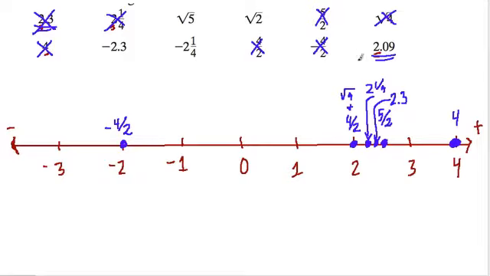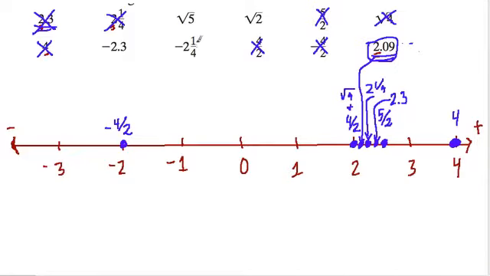What about 2.09? Well, 2.09 is less than 2.25, right? Which is what 2 1/4 is. So it's going to go in here. Sorry, I'm running out of room there. That's my label. 2.09 is about right here. Let me erase this. Okay.